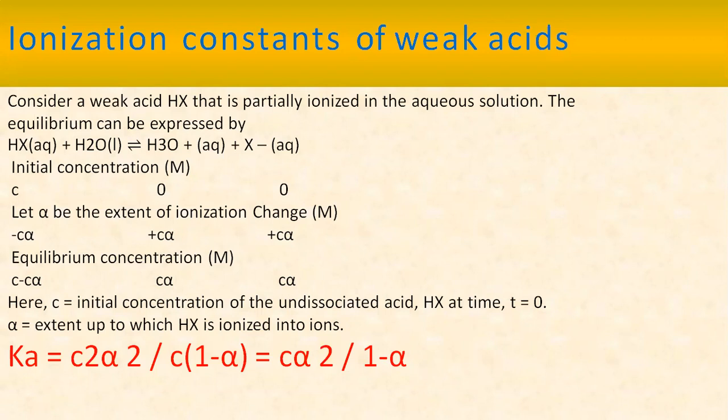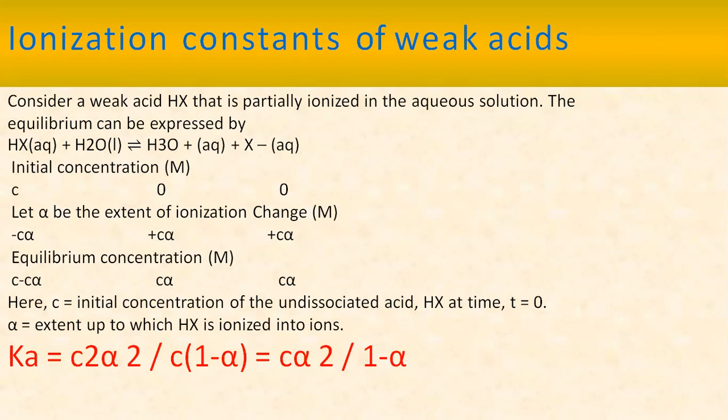The equilibrium can be expressed by, if you want to express the equilibrium reaction, you must know how the dissociation is taking place, right? For example, this HX is an acid and I'm mixing it in water for dissociation. What happens? H3O positive and X negative form. It means HX donates its proton to H2O, and H3O positive and X negative form.